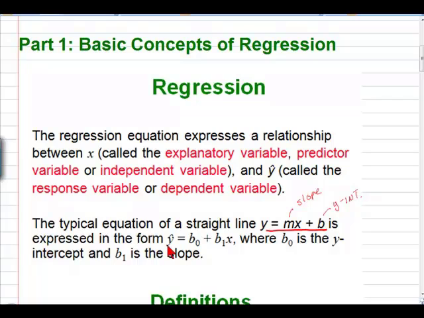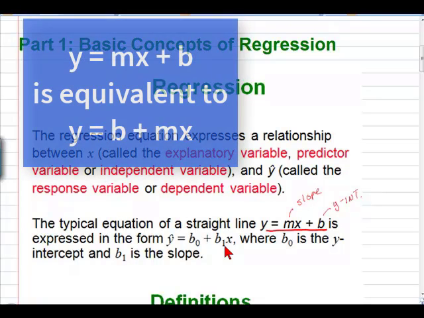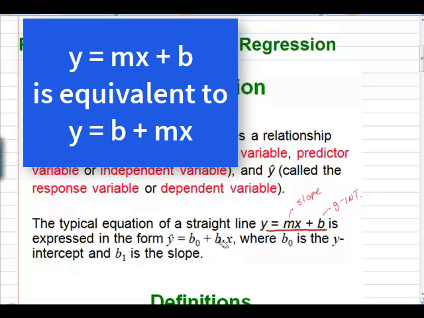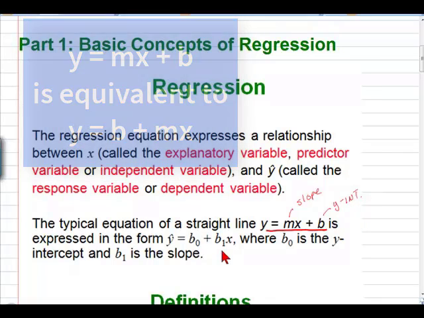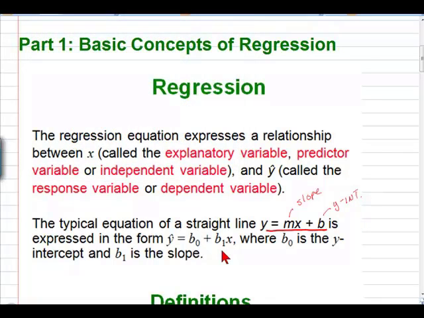And we're going to express this line in this form: y hat equals b sub 0 plus b sub 1 x, where b sub 0 is the y-intercept and b sub 1 is the slope. The slope of the line will always be multiplied by the independent variable. Don't worry that the order changes here. This is addition, and in addition you can switch the order of things and still be okay.